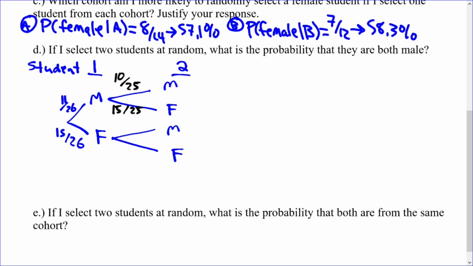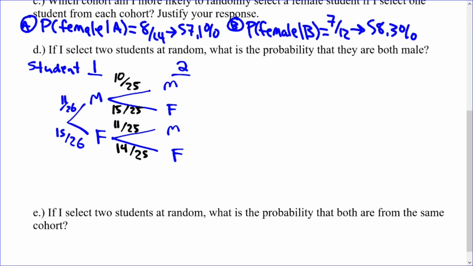Next, if the first student we chose was female, there are still 11 males left to be selected, but only a total of 25 students left. And finally, on the bottom, if the first student was female, we have one less female student left. It's going to be 14 out of, we've reduced our overall population by 1, so out of 25.